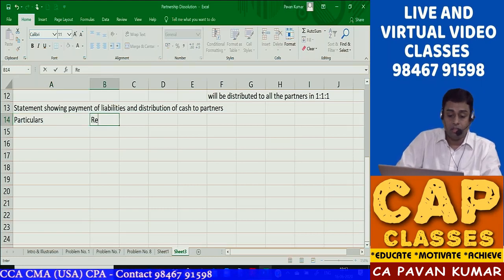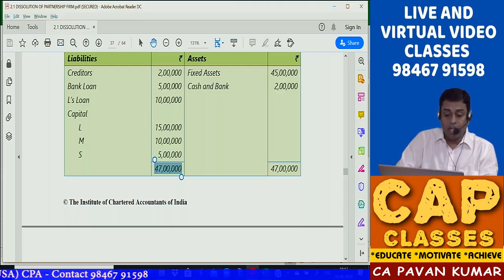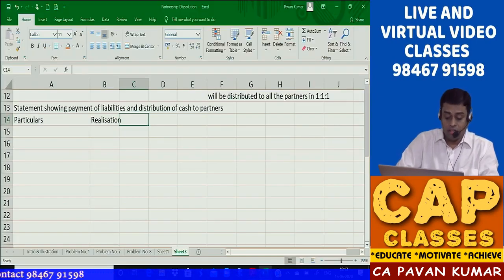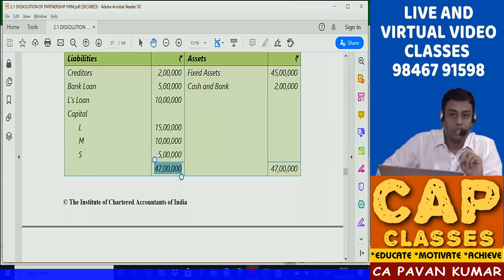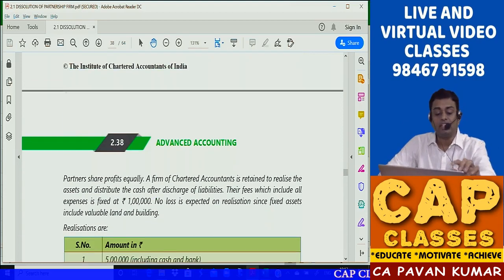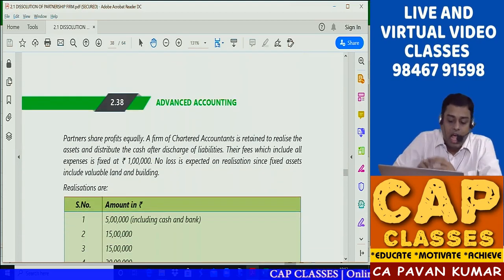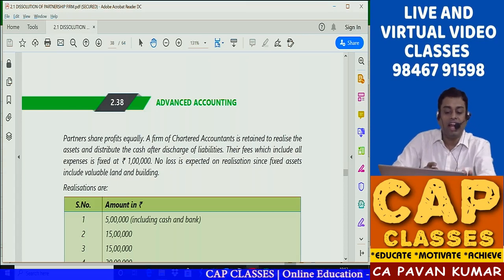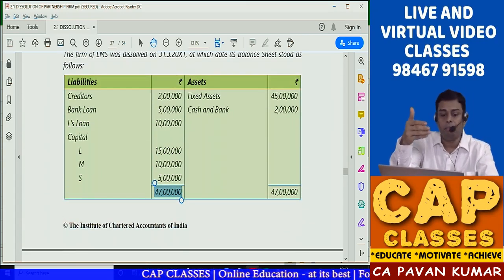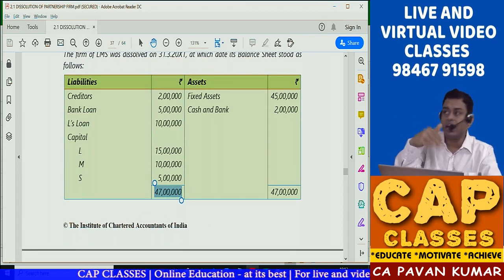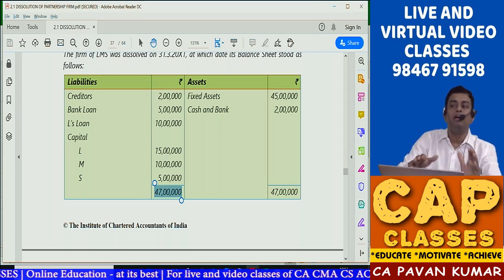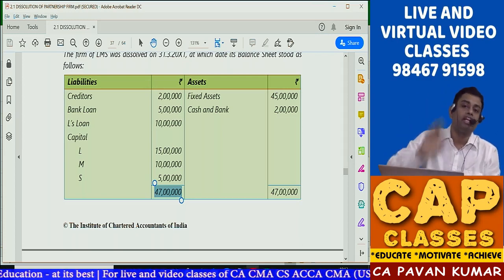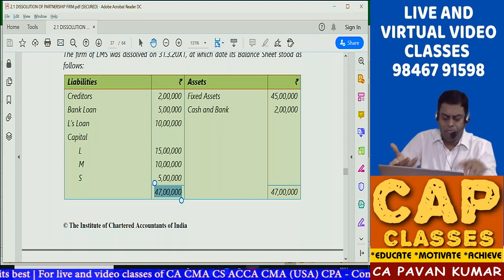So here particulars, here realization. Now what are the outside liabilities? Creditors, bank loan. Bank loan is there, creditors is there. Now wait, creditors 2 lakhs, bank loan 5 lakhs, but first installment is 5 lakhs, no? Oh my god, how will I pay this 5 lakhs? If they say that bank loan should be given priority, or creditors should be given priority, then I would have paid that first. If nothing is mentioned, we distribute 5 lakhs in 2:5 ratio to them. Isn't it? Simple, basic common sense.